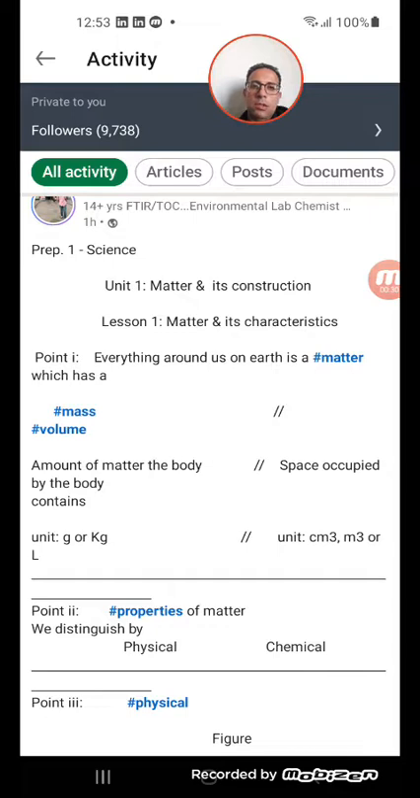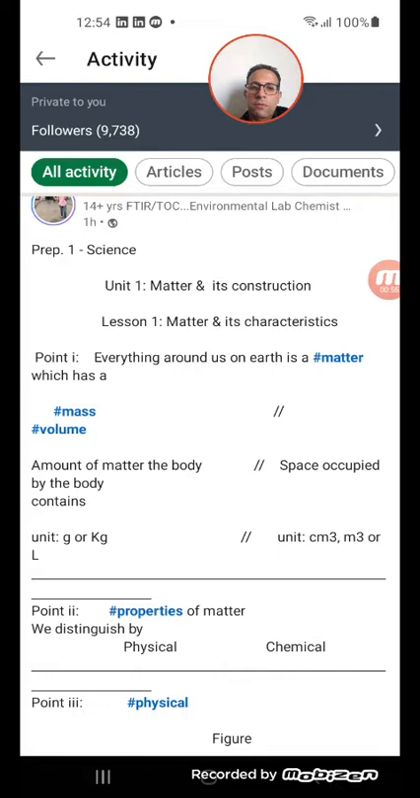Anything around us is matter: pencil, book, toy, bottle, anything. Everything around us on Earth is matter, which has two important things. What things does matter have? Actually, it has mass. It takes up space from our surroundings, so it has volume also.